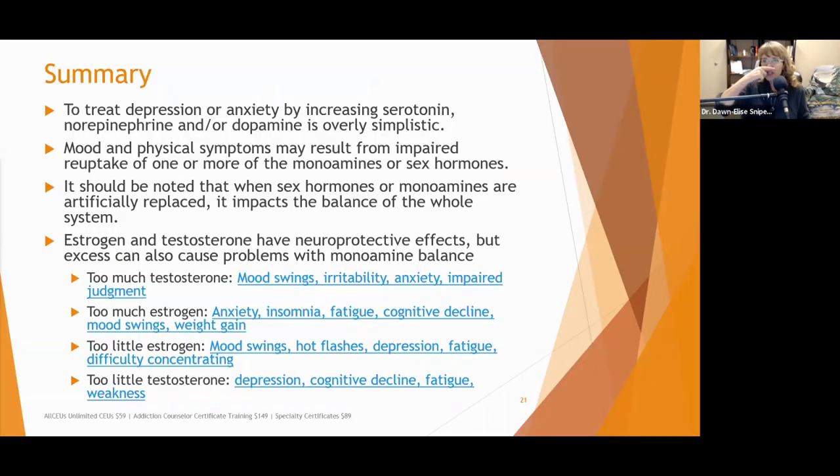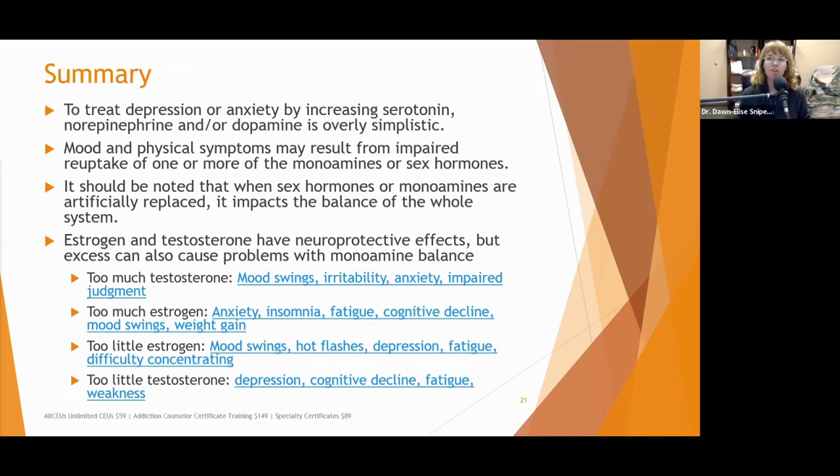To treat depression or anxiety by increasing serotonin, norepinephrine, and/or dopamine is overly simplistic. Mood and physical symptoms may result from impaired reuptake of one or more of the monoamines, your neurotransmitters, or sex hormones, or other things too. It should be noted that when sex hormones or monoamines are artificially replaced, it impacts the balance of the whole system. So if you throw estrogen into the mix, it's going to alter norepinephrine, dopamine, and serotonin, and not necessarily all to the same degree. It's going to be important to balance it all out.